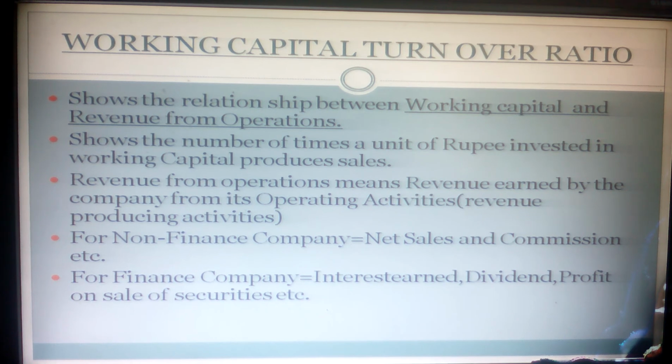So revenue from operation here means revenue earned by the company from its operating activities, like revenue producing activities. So for a non-financing company, what is the meaning here? It's nothing but net sales and commission. Suppose for a finance company, here we are going to discuss interest earned. What is the interest you have earned? Then dividend also. Then profit on sale of securities, etc. That's what is under discussion here about the working capital turnover ratio.